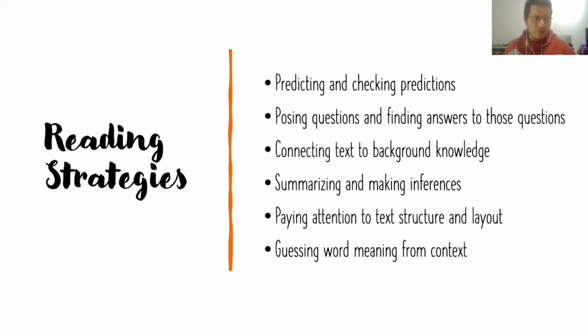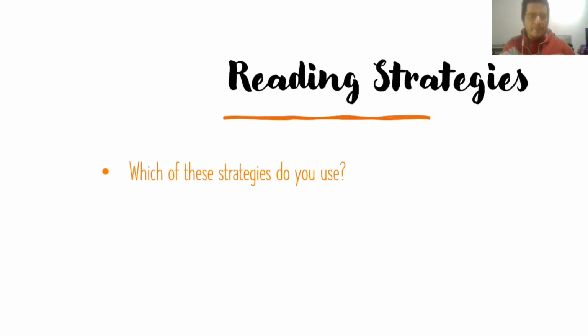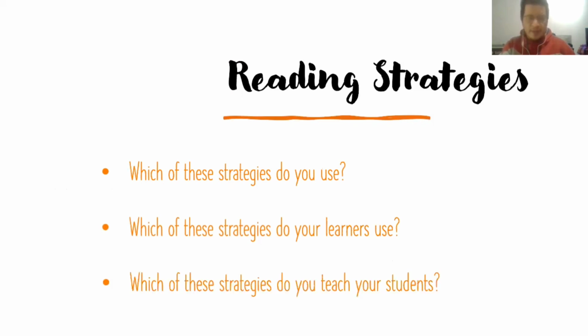This is what we should teach our students. What the authors suggest is that it's not true that we learn these strategies per se. It's not that we are going to learn them subconsciously. We need to be taught these strategies. So we should teach our students that these strategies can be applied when they are reading. So here are some questions for us. Which of these strategies do you use, if any? Which of these strategies do your learners use? And which of these strategies do you teach your students, or would you teach your students? According to the theory, the more strategies we teach them, the more proficient they will become.